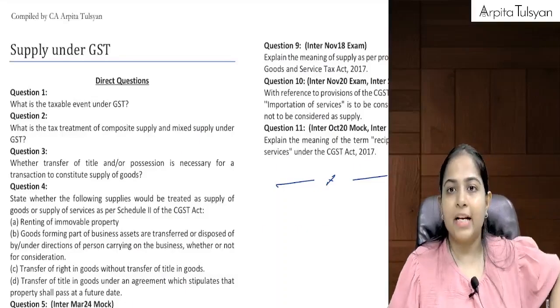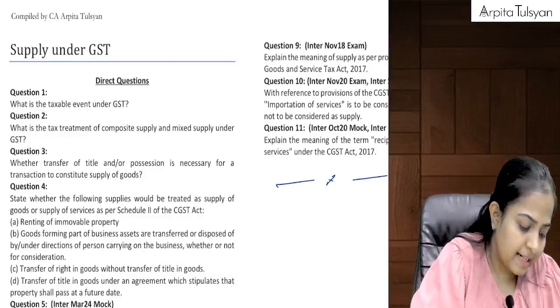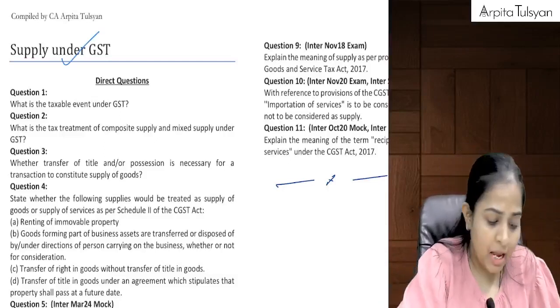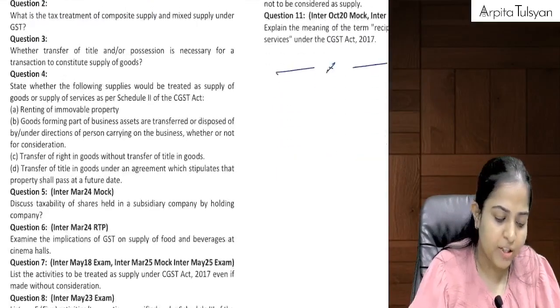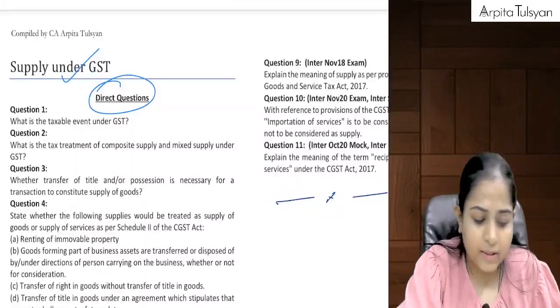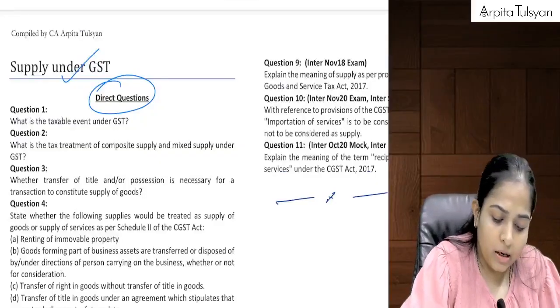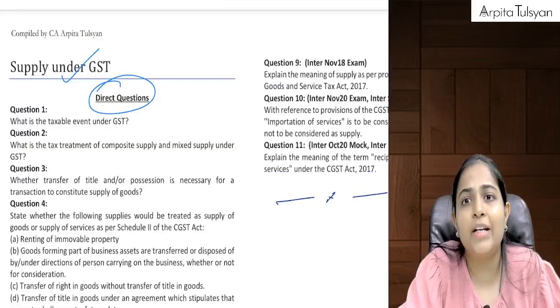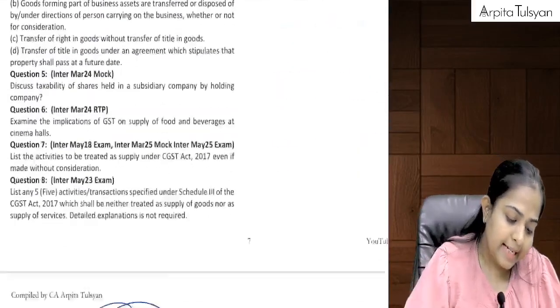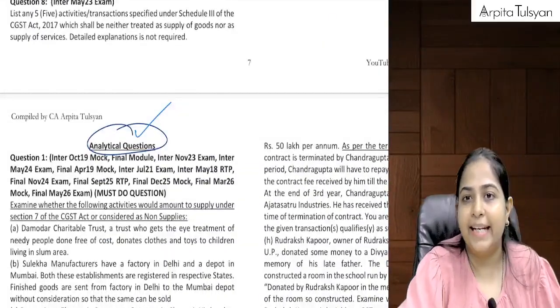Okay, so let's start with the question answers of this, that is supply under GST. Initially, you have got the direct questions. As already discussed, these direct questions, you can just do it on your own. These are like one-liner questions. Just read it once, try to give the answers, and we will then jump to the analytical questions.